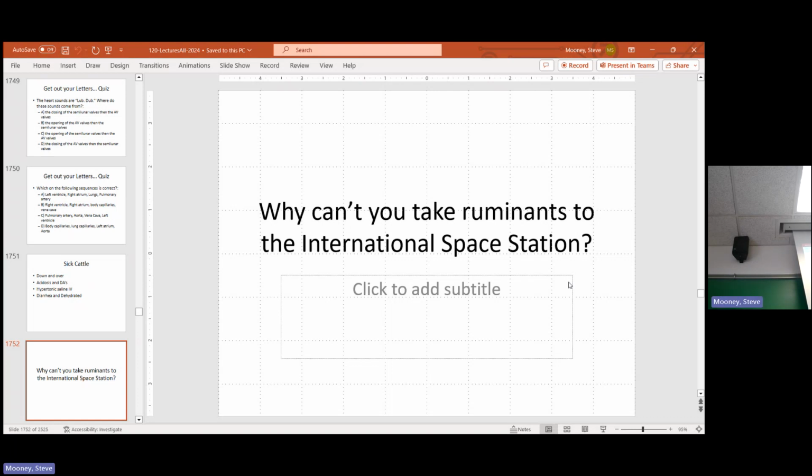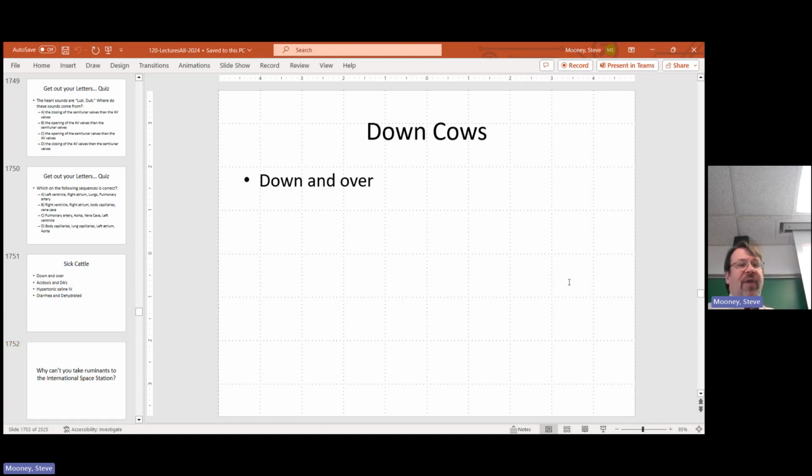So if you've got no gravity, the rumen is not going to separate like it should, and the cow's not going to be able to eructate to get that stuff out, and they're going to die of bloat. So they need gravity for that rumen to work. The liquid has to go down, the gas has to go up. And without that, they don't function properly.